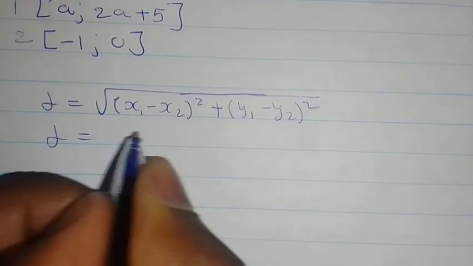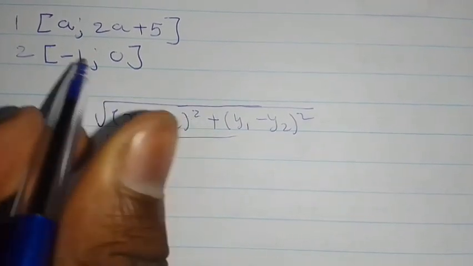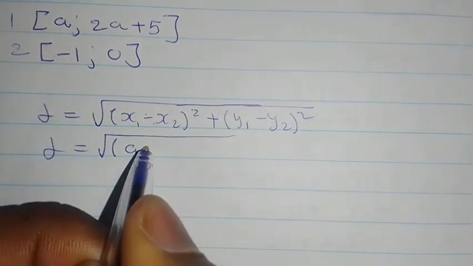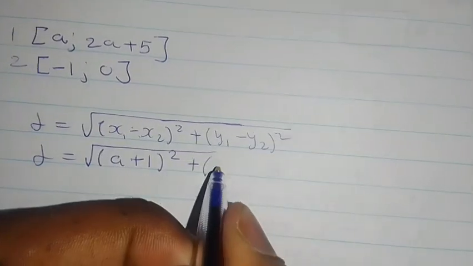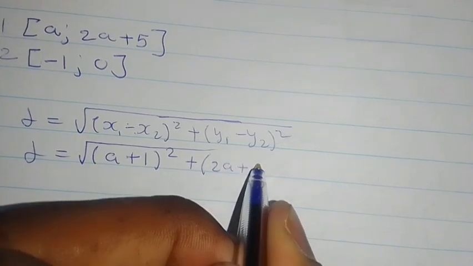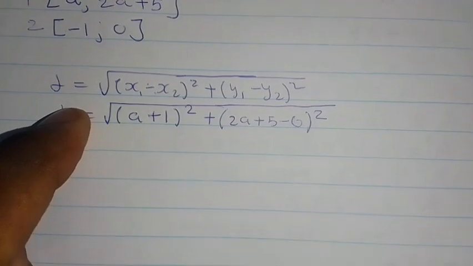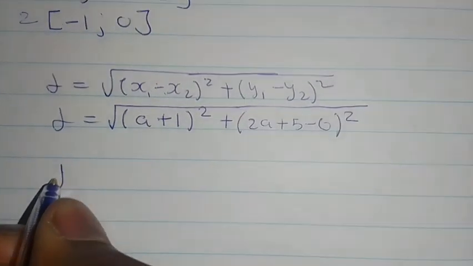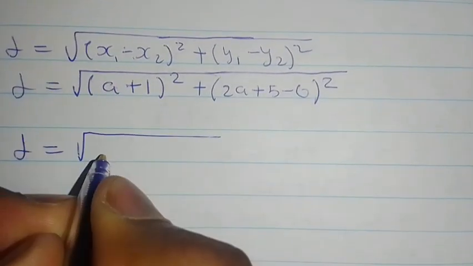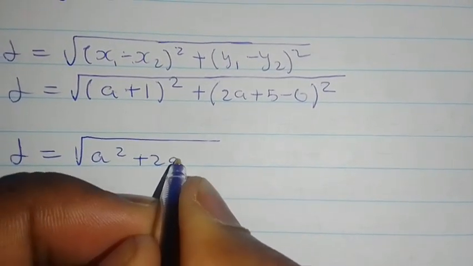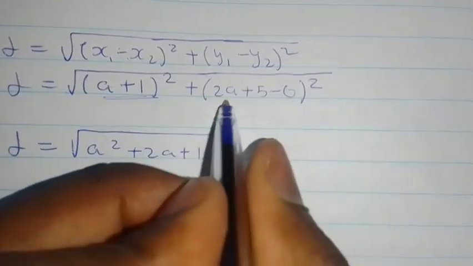So you have d equals the square root of x1, in this case it's a, then minus x2, so negative into negative, you'll get positive 1. Now y1 is just 2a plus 5, so you'll have 2a plus 5 minus y2, which is 0. Then you just expand this. So you'll have a squared plus 2a plus 1. That's when you expand this one, and now you expand this.